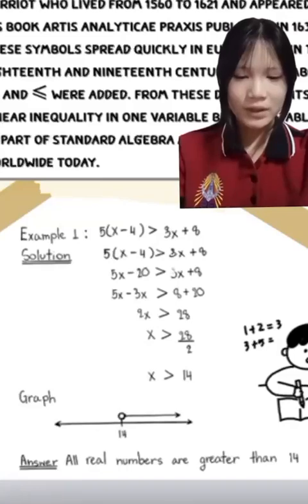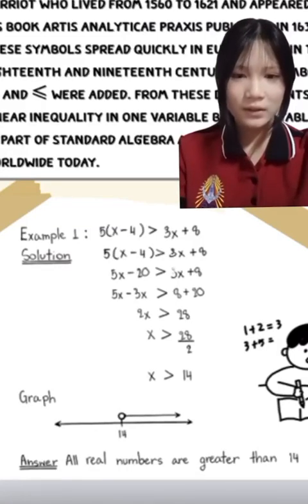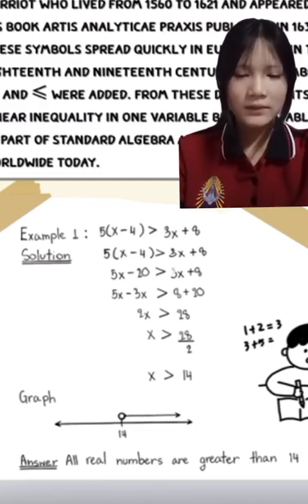In this example, we need to solve the inequality 5 times x minus 4 is greater than 3x plus 8. First, we multiply it out. 5 times x is 5x, and 5 times minus 4 is minus 20. So the inequality becomes 5x minus 20 is greater than 3x plus 8.